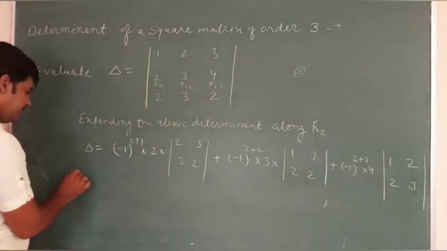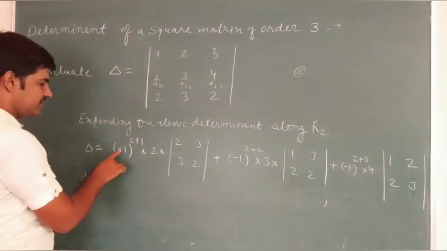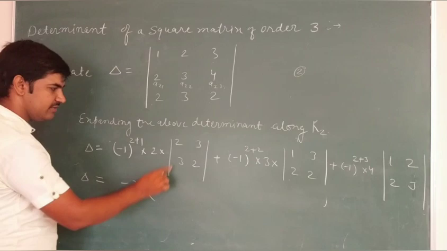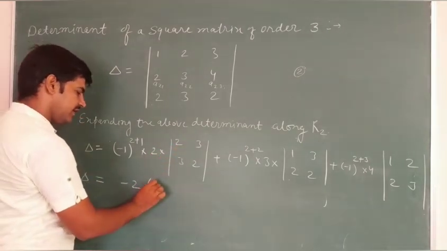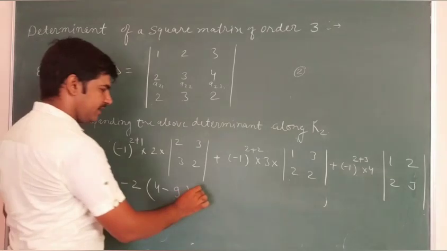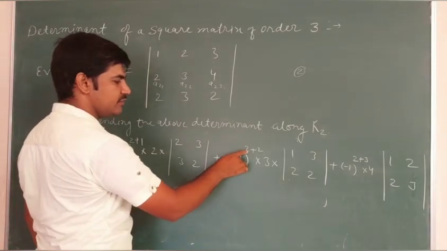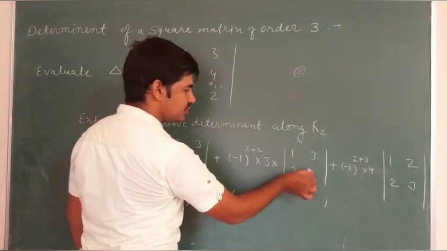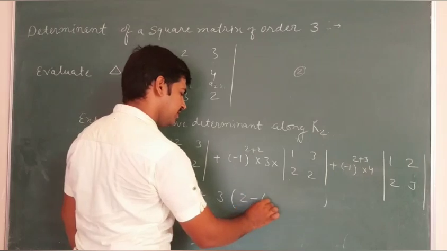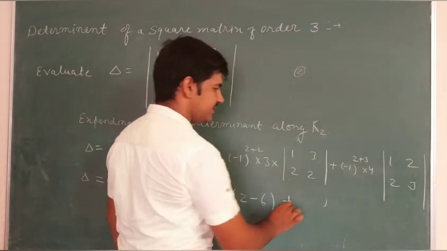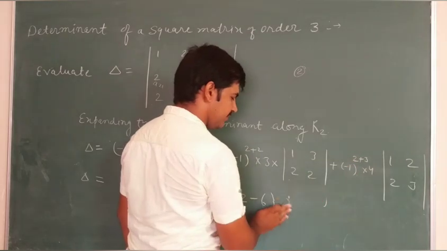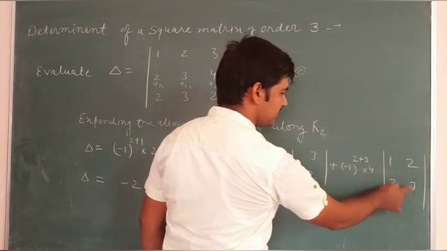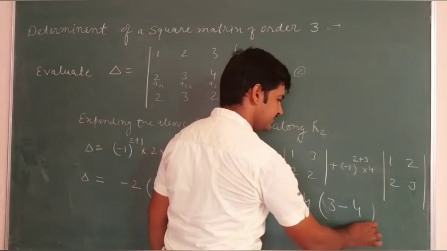Now let us expand. Here del is equal to minus 1 raised to the power 3, so minus 1 times 2 is equal to minus 2, and the value of this determinant is 4 minus 9. Then minus 1 raised to the power 4 is plus 1, so plus 3 times the determinant 2 minus 6. And here minus 1 raised to the power 5, so minus 1 times 4 is minus 4, times the determinant 3 minus 4.